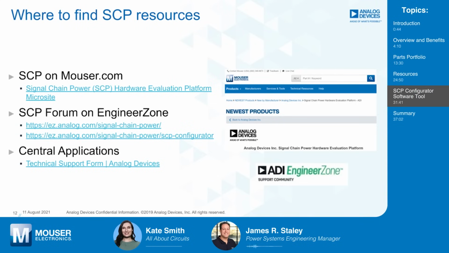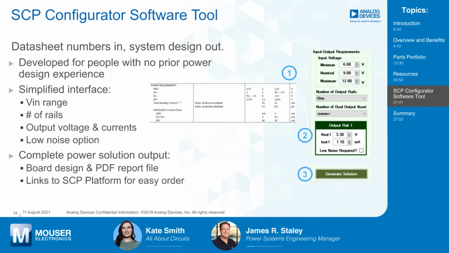Perfect. So the SCP configurator software tool, we like to say datasheet numbers in, system design out. It was developed for people with no prior power design experience. We have a simplified interface. You put in the input voltage range, choose the number of rails, and then choose the output voltages and currents and whether or not you want a low noise option. It's not quantitative. It's just, I want low noise if you think you might need it.